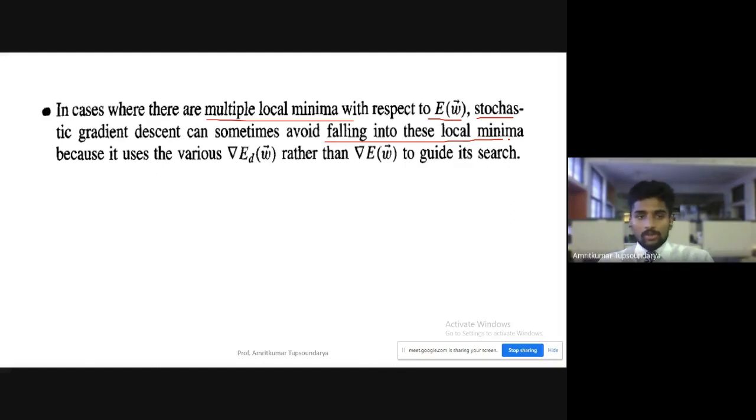The reason is because it uses various distinct error functions rather than a distinct error vector to guide its search, right? So that avoids the stochastic gradient descent exactly reaching the local minima which we are looking for. So that is another difference between the standard gradient descent and the stochastic gradient descent, right?